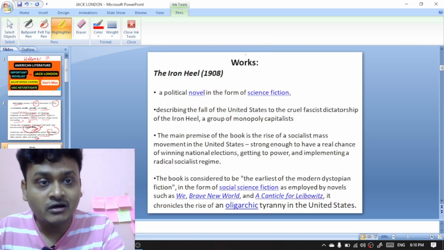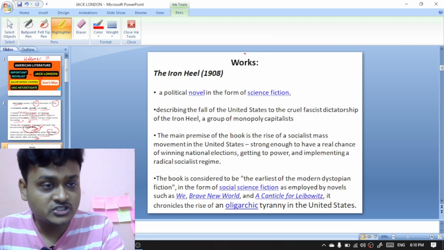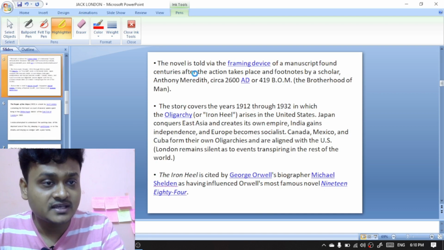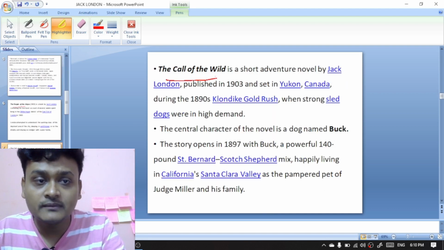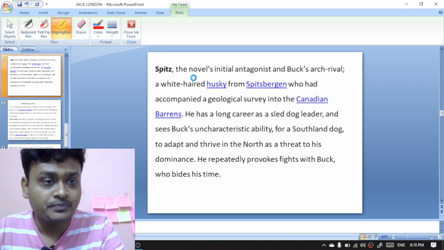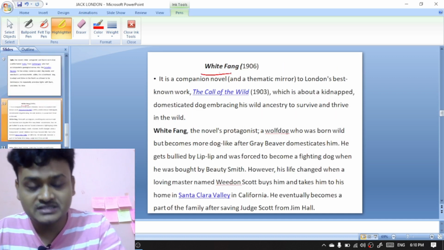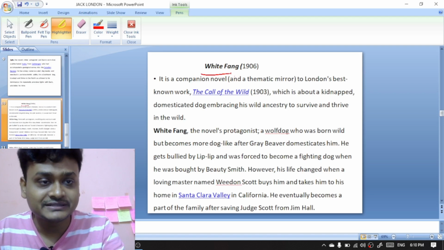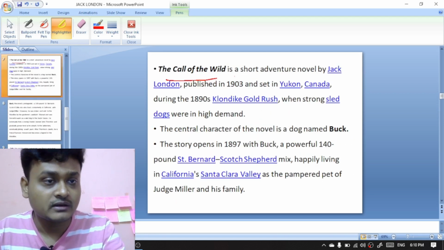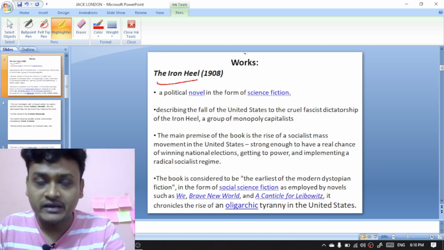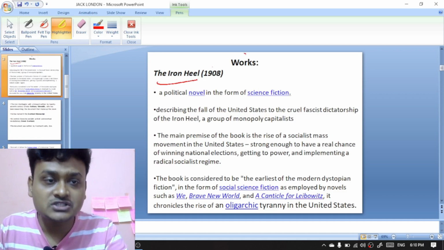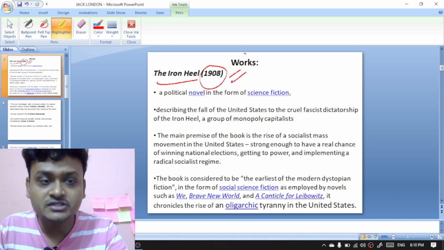His famous novels are, the first one, The Iron Heel, the second one, The People of the Abyss, the third one, The Call of the Wild, and the fourth one, White Fang. These are famous novels written by Jack London. Let's get into the first novel, The Iron Heel, which was published in the year 1908.